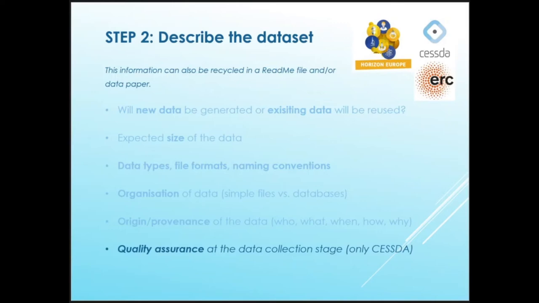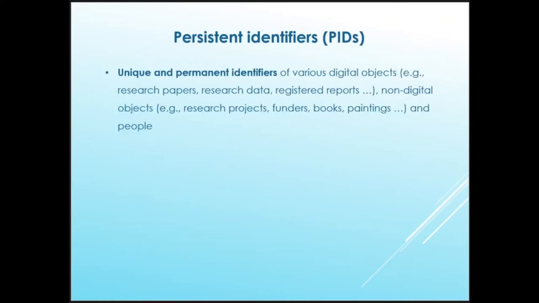And I don't know how much you know about them, so I will just briefly introduce persistent identifiers to you. They are unique and permanent identifiers of various digital objects, such as research papers, research data, other research outputs, of non-digital objects, such as research projects and funders, and even books. You may know ISBN. Even paintings, and also people. You are probably familiar with ORCID.